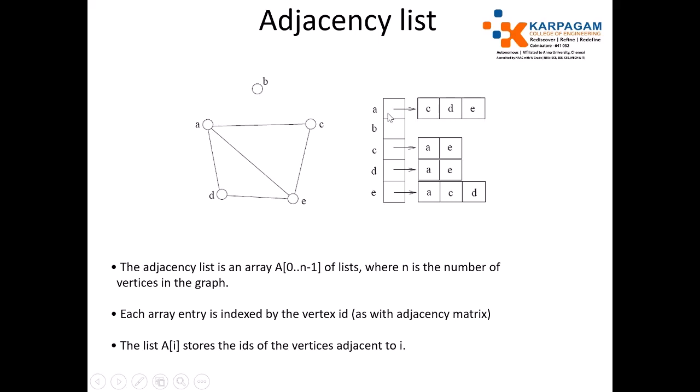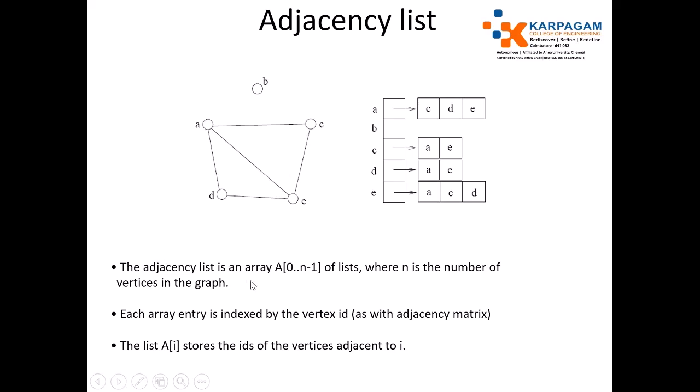So in the A position, we have the connections. A to C is connected, so just represent C. A to D is connected, so represent D. A to E is connected, so just insert E. So we can associate one node to another node and represent it in memory by using the adjacency list. In B, we don't have any connection with other nodes, so just simply leave it. It has no representation or memory allocation. C is connected to A and C is connected to E, so just attach them at the C position. In a similar way we can represent other nodes.